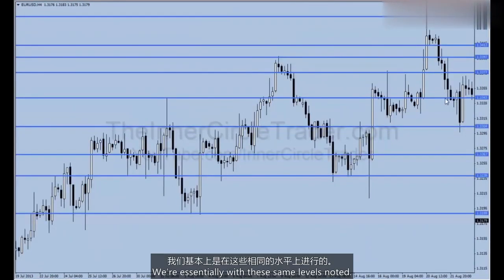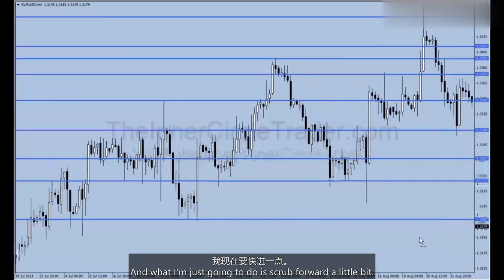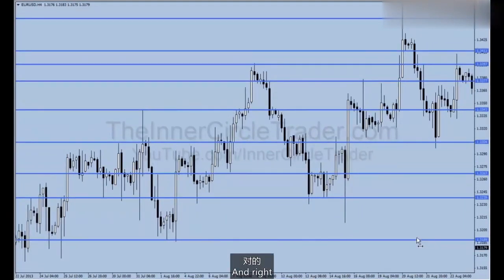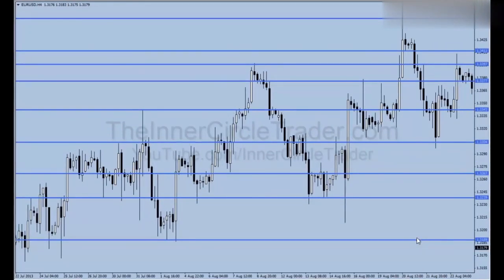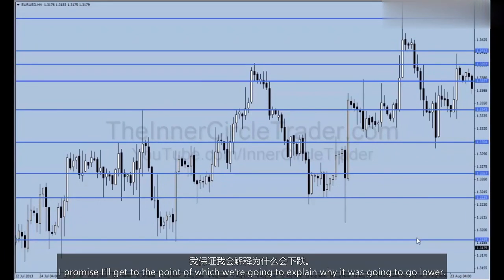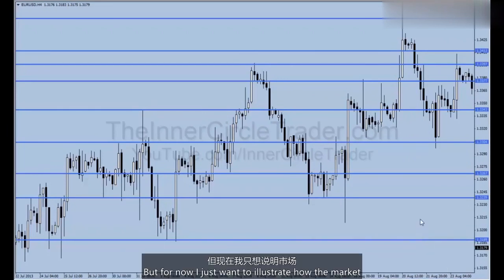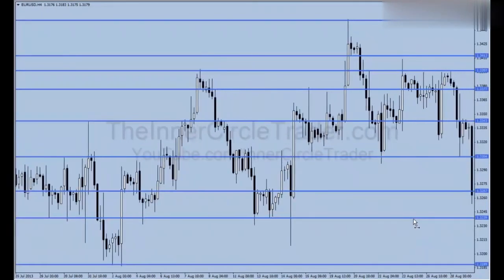Okay, and here we are. We're essentially with these same levels noted. We move down into a 4-hour basis. Okay, and what I'm just going to do is I'm going to scrub forward a little bit. Okay, and right about here is where we were talking about how the market was poised to trade lower. And I promise I'll get to the point of which we're going to explain why it was going to go lower. But for now, I just want to illustrate how the market eventually traded with these levels.